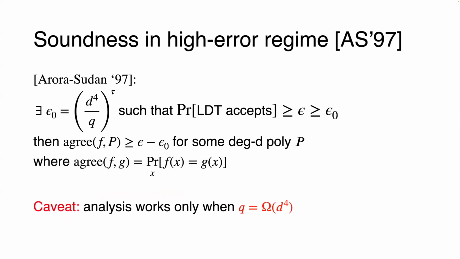So in the high error regime, the work of Arora and Sudan proved the following: that there exists a threshold epsilon naught such that if the low degree test passes with probability epsilon bigger than this threshold, then it must be because f actually has a non-trivial agreement with some low degree polynomial. Namely, the agreement is at least epsilon minus epsilon naught. And this therefore gives an explanation for whenever a points table is able to pass the test with non-trivial probability, although this analysis requires that the size of the field is at least as large as d to the 4 or more. Okay.